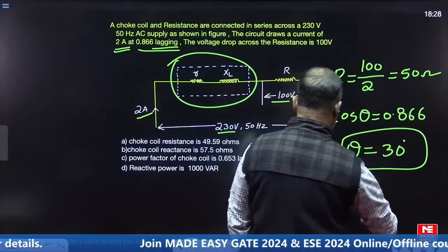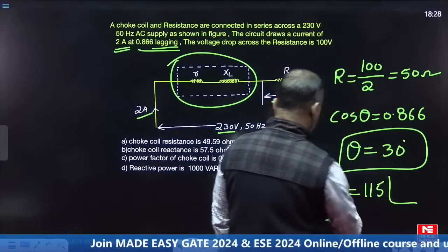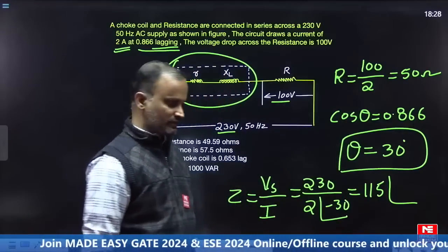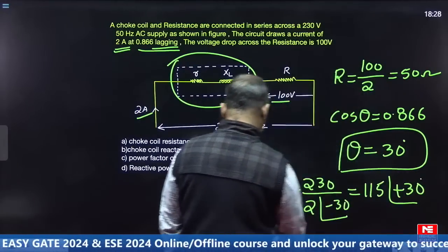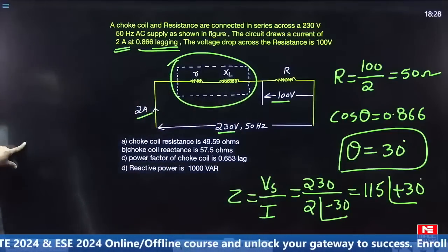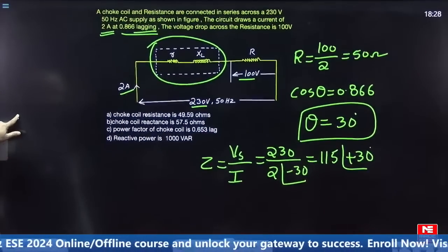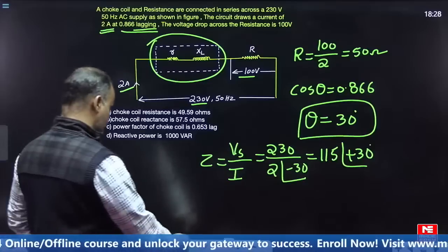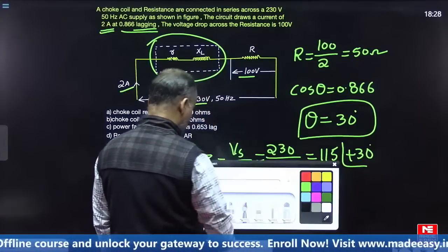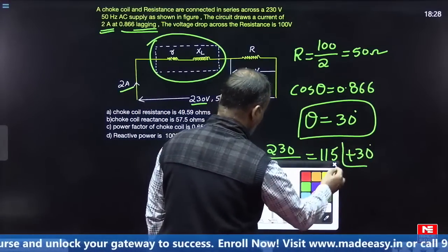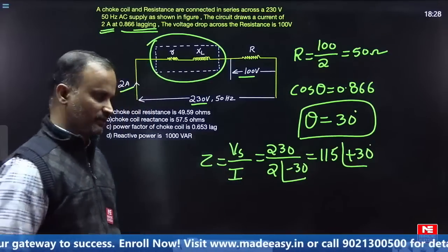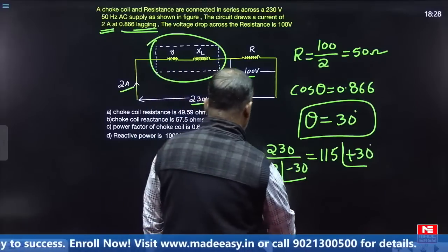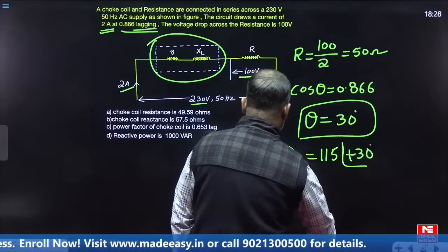If you simplify this one, if you shift this angle to the numerator, the sign for this one is plus 30. Now we got the impedance of the entire network. Now can you convert this from polar to rectangular form? Can you separate the real value and the corresponding imaginary value?